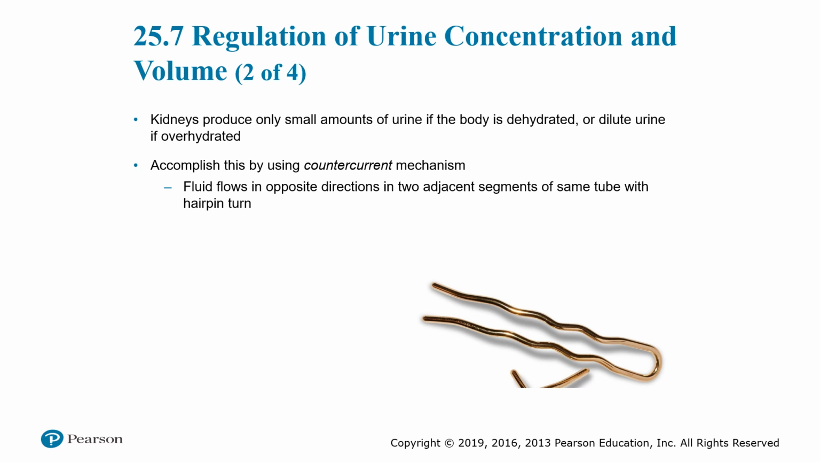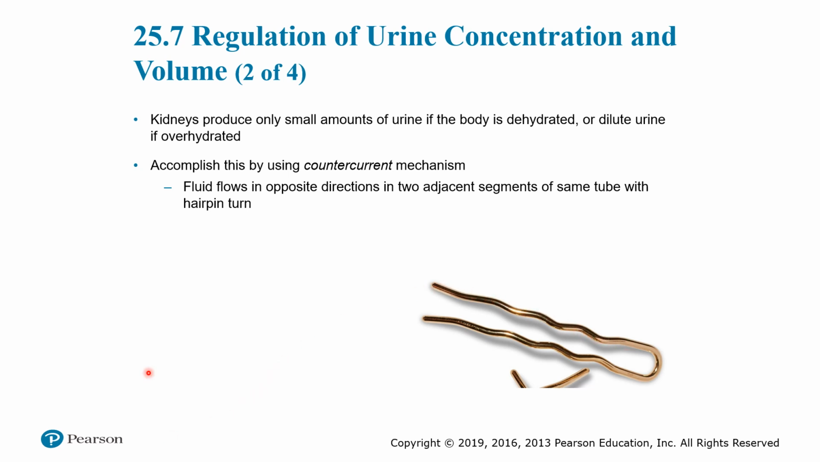What is the countercurrent mechanism? It is that the fluid flows in opposite direction in two adjacent segments, which have a hairpin turn. So this is the hairpin turn. I just put it here so you can imagine. Just imagine this is the descending limb of the loop of Henle, and then it turns here, and this is the ascending limb of the loop of Henle.